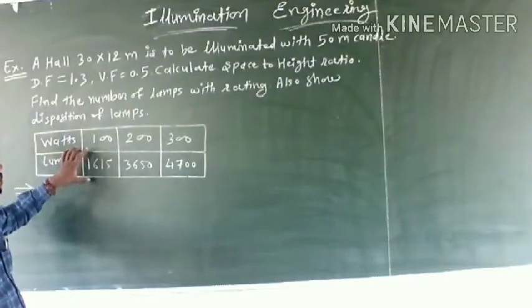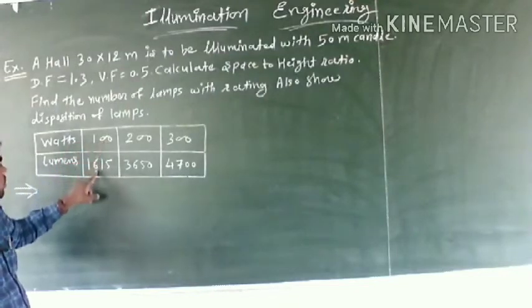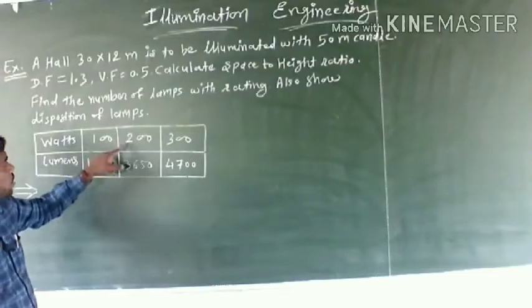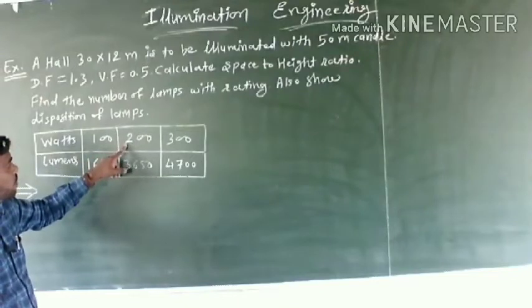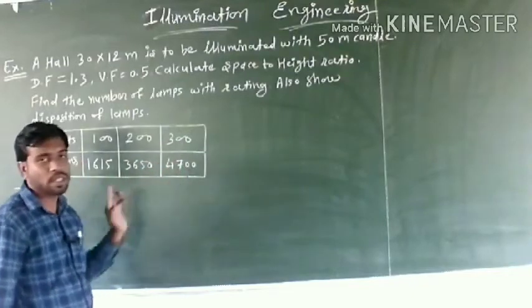So here is the table given, watt versus lumen. Here is the 100 watt and the lumens is 1615. Then for 200 watt lamp, 3650 lumens, then 300 watt, 4700.